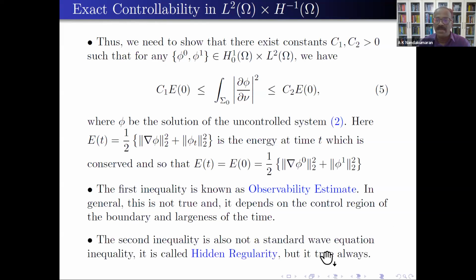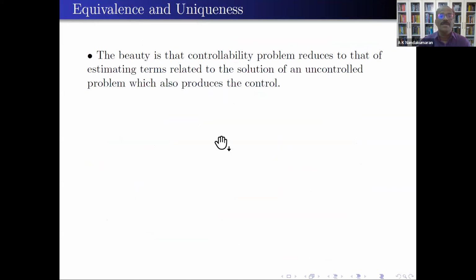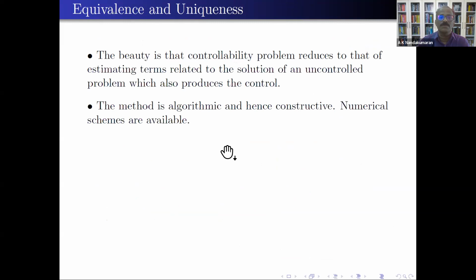So the second inequality, as I said, is a hidden regularity, but it's always true. Okay, so let me quickly finish this thing. The beauty is that the controllability problem reduces to estimating terms related to the solution of an uncontrolled problem, which also produces the control. The interesting thing is that the method is very numerical. The method is algorithmic and hence constructive.